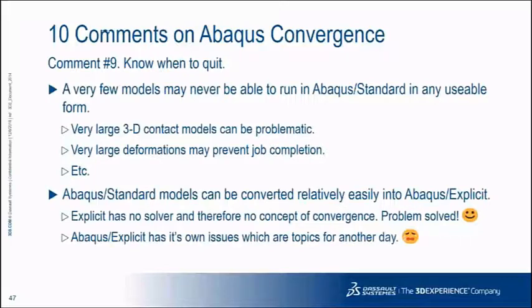Comment number 9, know when to quit. Very few models may never be able to run in Abaqus Standard, or you might find that the features that you're using cause cutbacks to small increment sizes, which becomes inefficient in Abaqus Standard. Fortunately, Abaqus Standard models in a lot of cases can be converted easily to Abaqus Explicit. Abaqus Explicit doesn't have the Newton-Raphson method, and so your convergence problem would go away, and you would think your problem is solved, but then you'll find out that Abaqus Explicit has its own issues, which are topics for another day, so it's not a panacea.